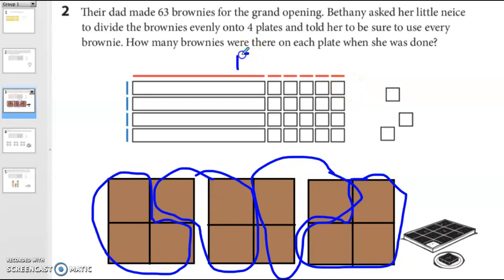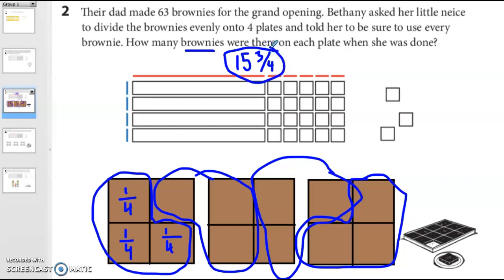So each plate won't just get 15, they will get 15 and 1/4, 2/4, 3/4. So they will end up getting 15 and 3/4 brownies on their plate when they're done.